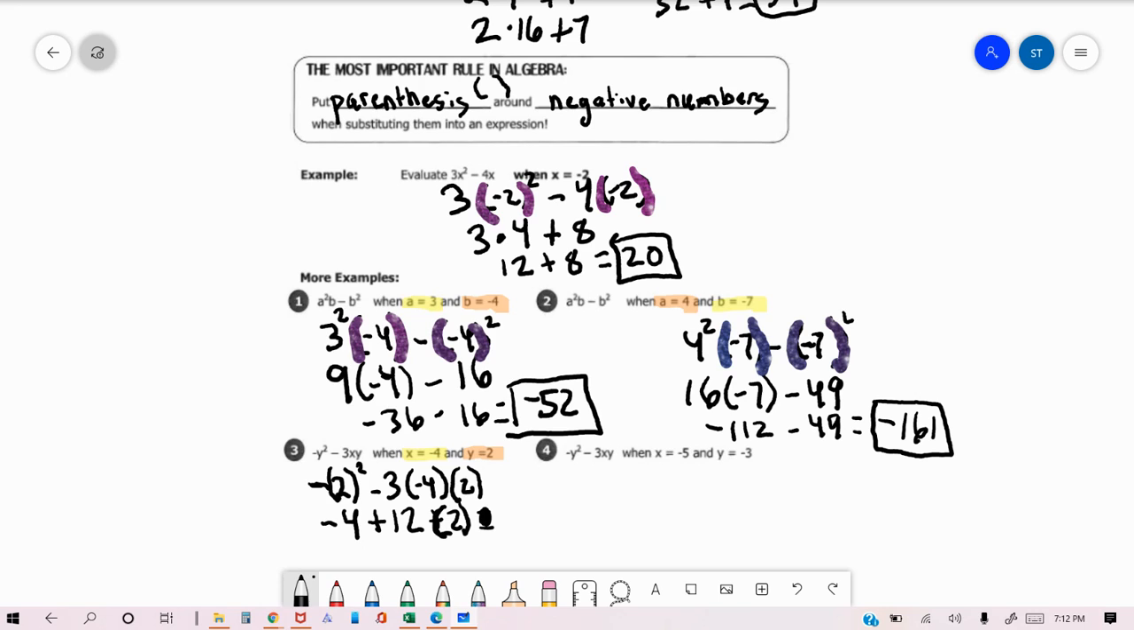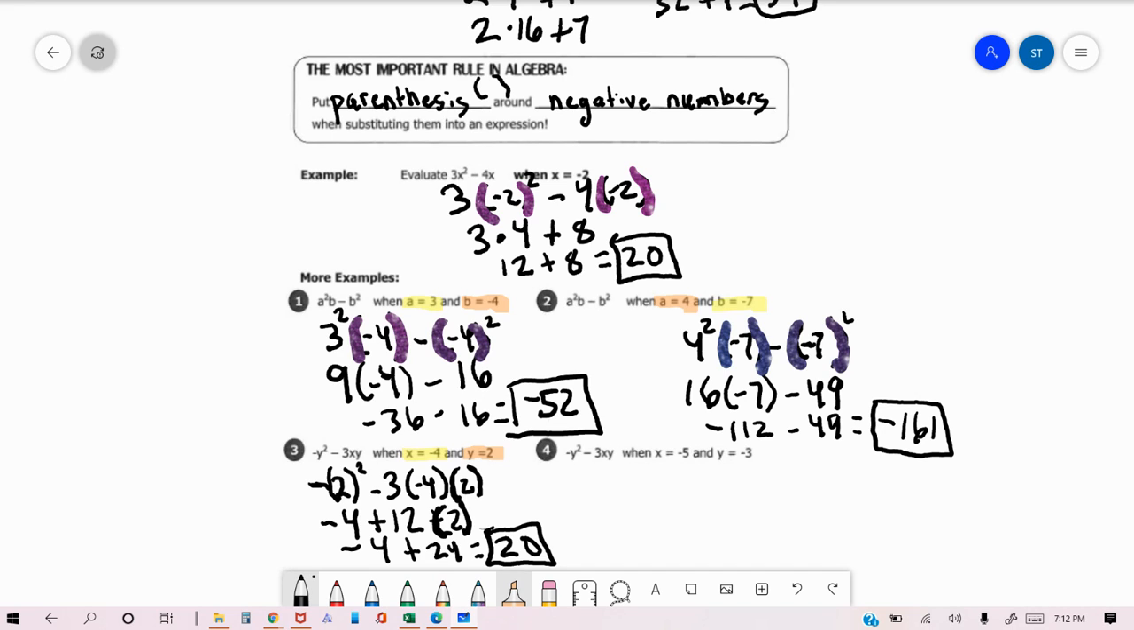So we've got one more step to do. So negative 4 plus 24 is equal to 20. Okay? Sorry, I had a little mistake there. I was like, oh, I'm missing something. But that's because we put this in parentheses so we would remember that we multiplied afterwards. Okay? All right, so let's look at 4.